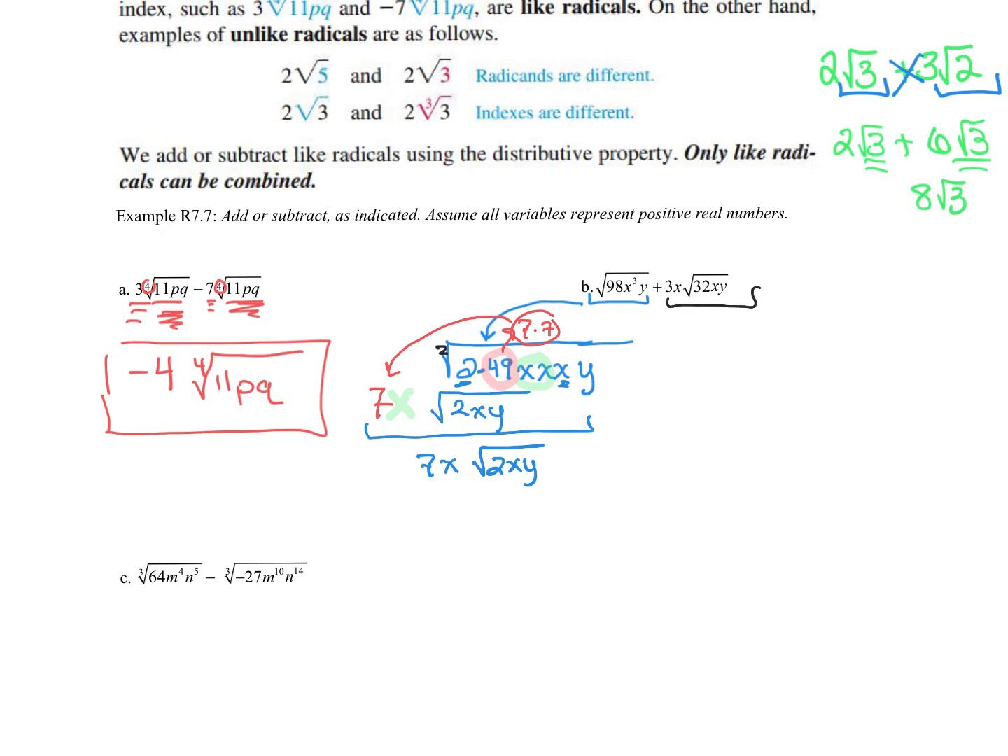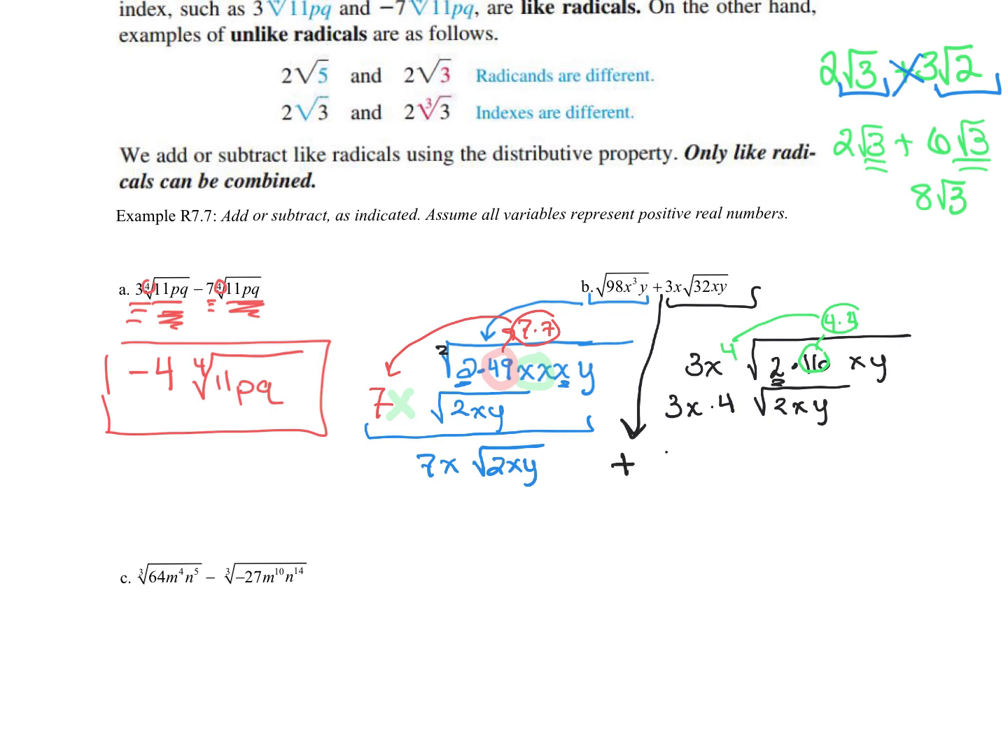This piece right here has a 3x in front, so I'm going to leave the 3x. 32 is the same thing as 2 times 16, xy. The square root of 16, well, 16 is 4 times 4, so I can make a 4 pop out. So now I'm going to have a 3x times the 4 that popped out, and then in here I still have a 2, an x, and a y. So this is going to be, it's a plus in the middle, plus 12x square root of 2xy.